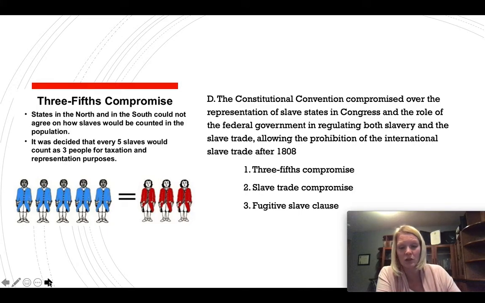And finally, the Fugitive Slave Clause. The Fugitive Slave Clause said a couple of things. One, it said that runaway slaves who ran away to the north, where slavery was illegal in some of those northern states now, had to be returned to their plantation owners in the south. If you were caught harboring a slave in the north, you could be punished or fined, and slaves had to be returned to their owners and brought back to the south.